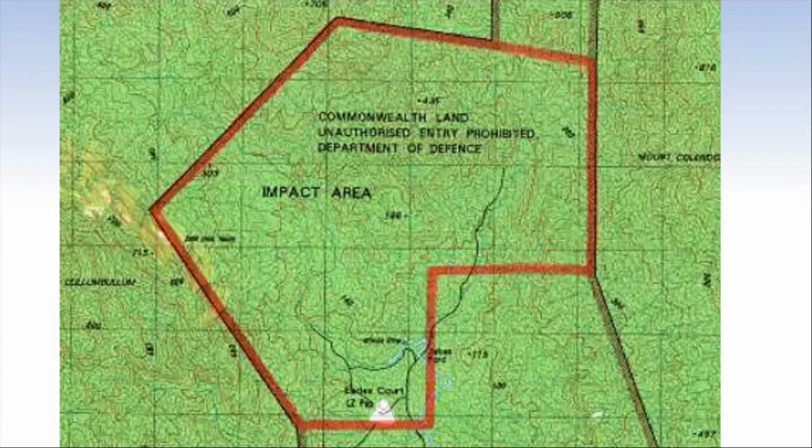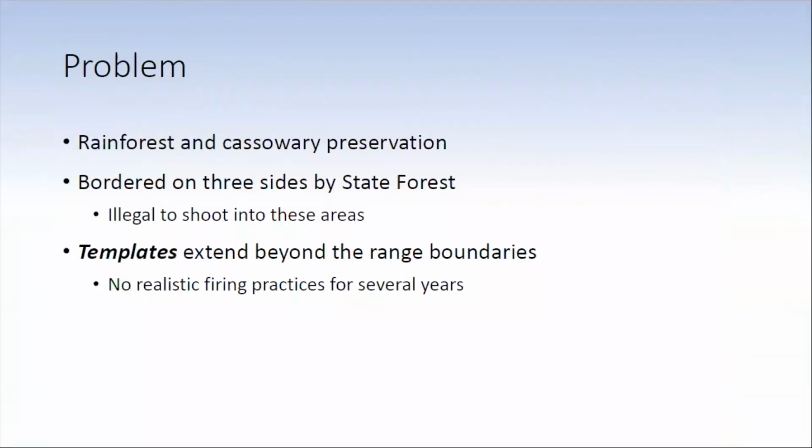This is sort of a bowl, with quite steep sides, cliffs, and so on. And it's a decent size. So what was the problem? Well, the problem was that they didn't want to damage the environment too much. They wanted to use it, but not damage the environment too much. All around it, there was a state forest, which is not owned by the Commonwealth, of course, but owned by the state. And it was illegal to shoot anything into those areas.